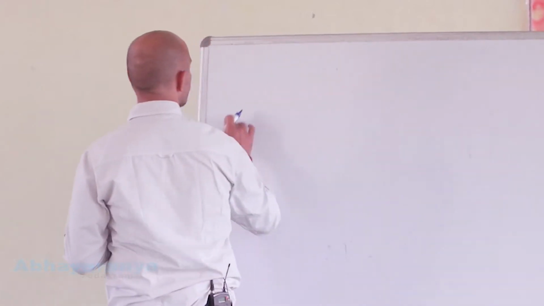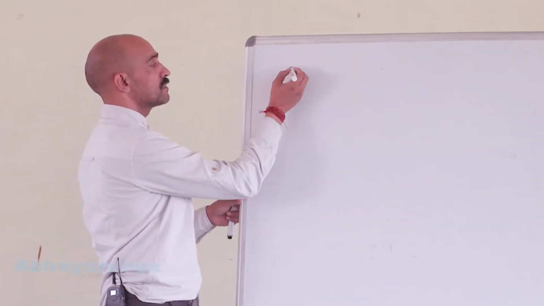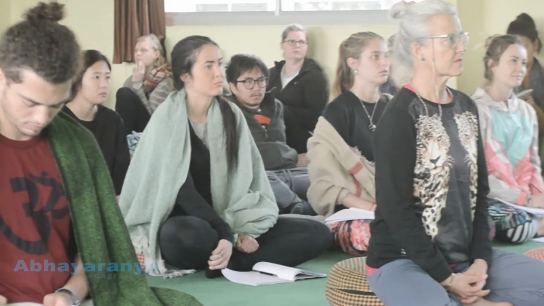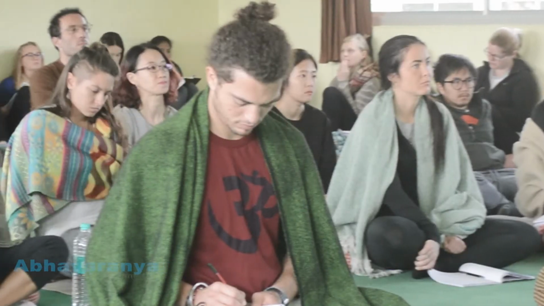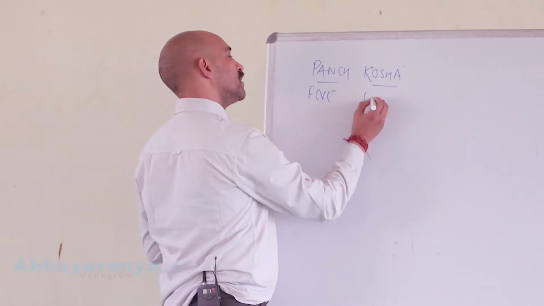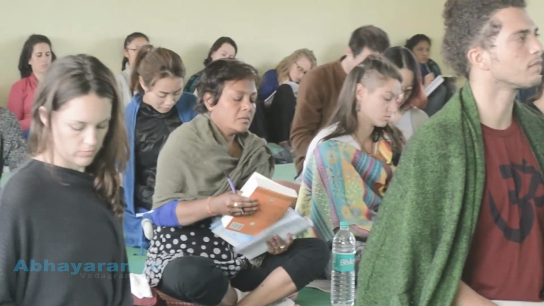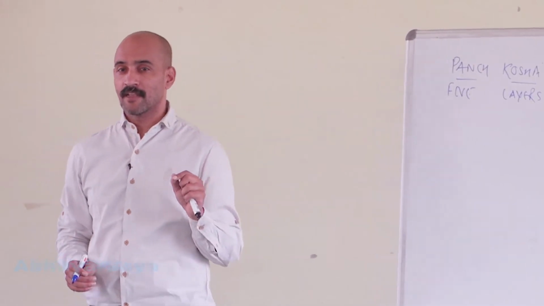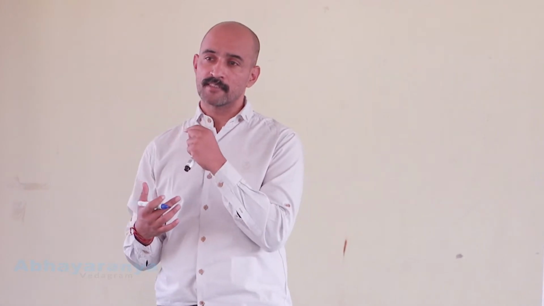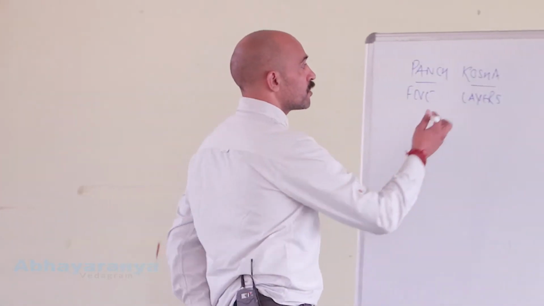And here comes the concept, known to us as Pancha Kosha. Pancha refers to 5, and Kosha means layer. We're talking about the 5 layers of existence. I'm not just talking about the 5 layers of this organism, but at the same time the 5 layers of existence.